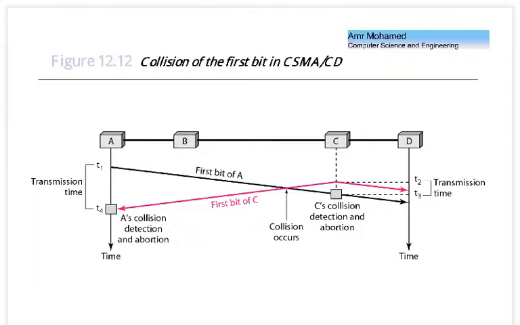Will it recognize this situation as a collision? No. So C will not realize that there was a collision. Second question: did the collision actually happen?